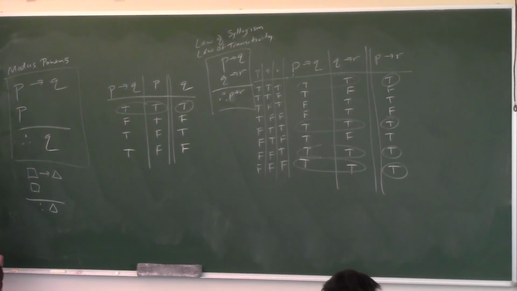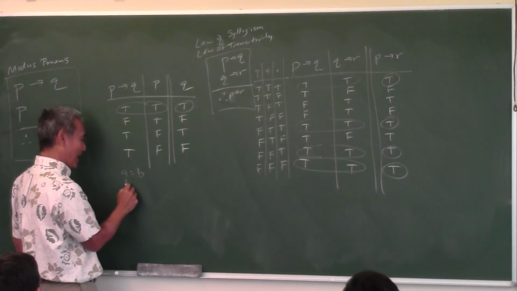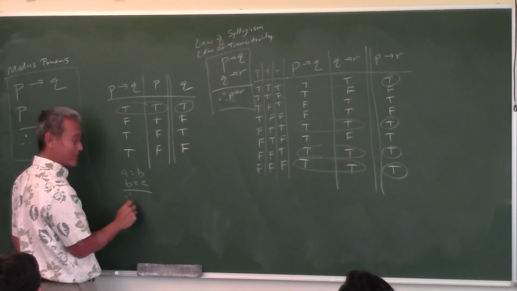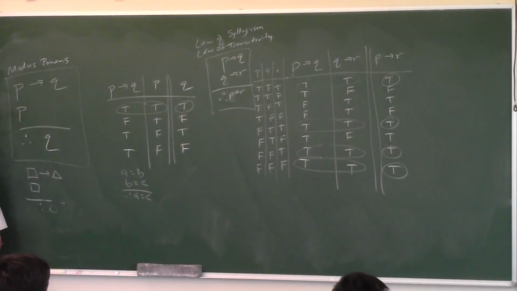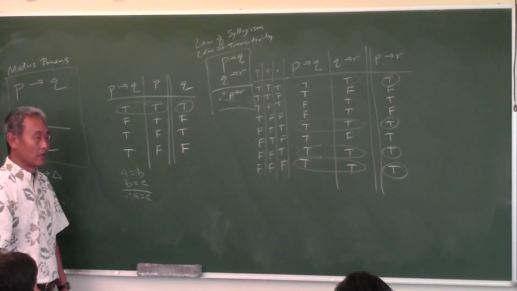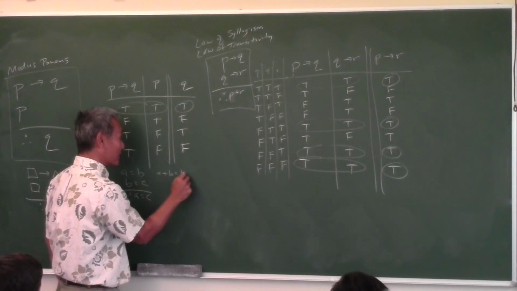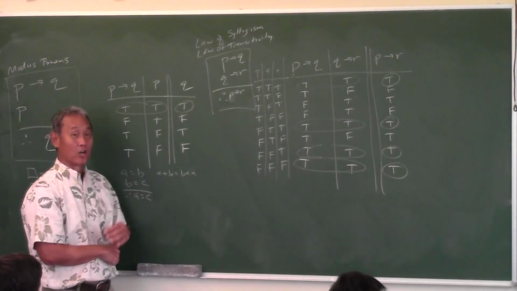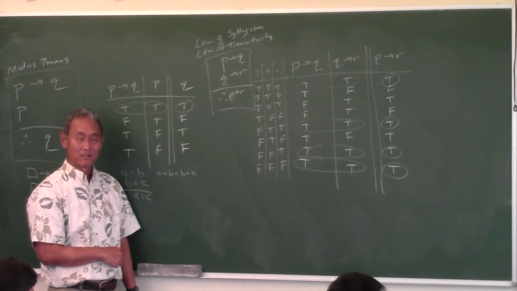Does this look familiar from Algebra 1? If A equals B and B equals C, what can you conclude? A equals C. This is called the transitive property of equality. Remember all of those properties you learned in Algebra 1? Like what is this? A plus B is equal to B plus A. The commutative property of addition. Remember all of those properties?